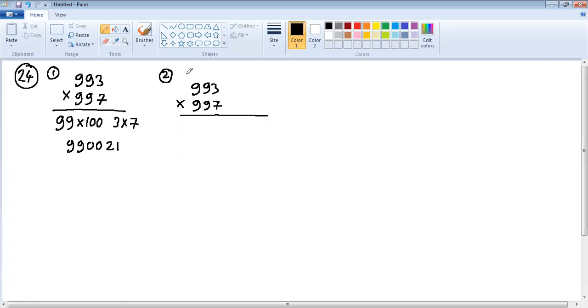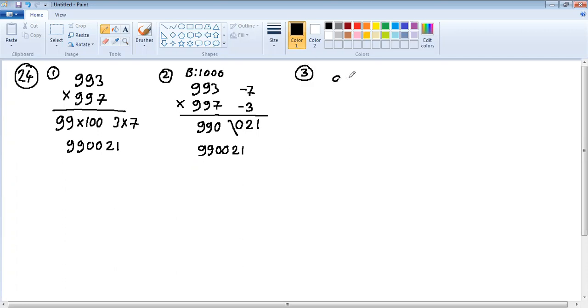Okay, so next, if you don't consider this, the next easiest topic here is the base method, less than the base. The base here is 1000. So all from 9, last from 10, ignore the starting 9. So this is 10 minus 3 is 7. 10 minus 7 is 3. Minus 7 into minus 3 is 21. 3 zeros, so 1 zero is required. 993 minus 7, 986. Okay, that is also quite simple. So the answer is 986021. Base method of multiplication, less than base.